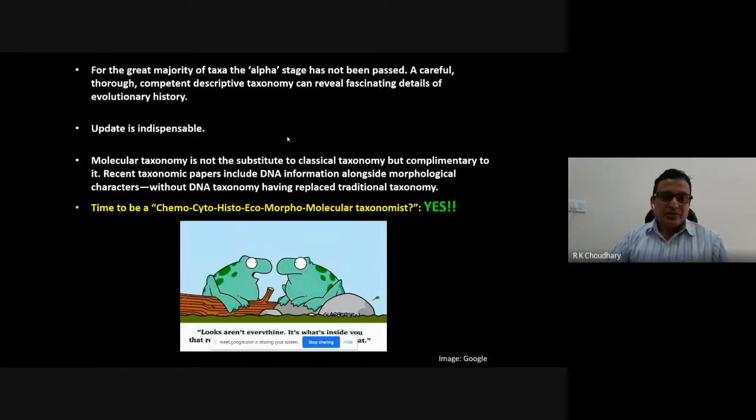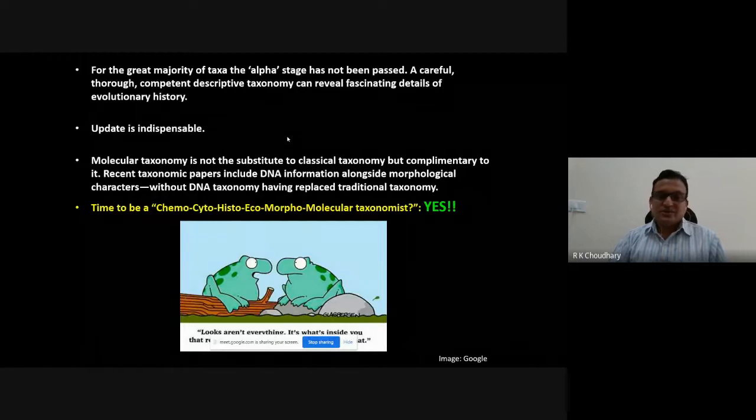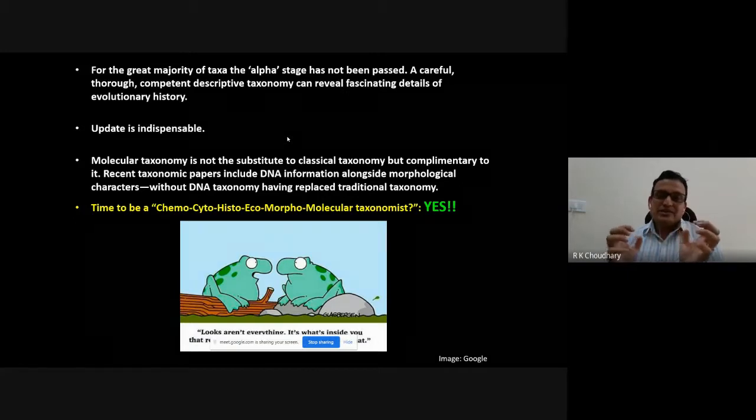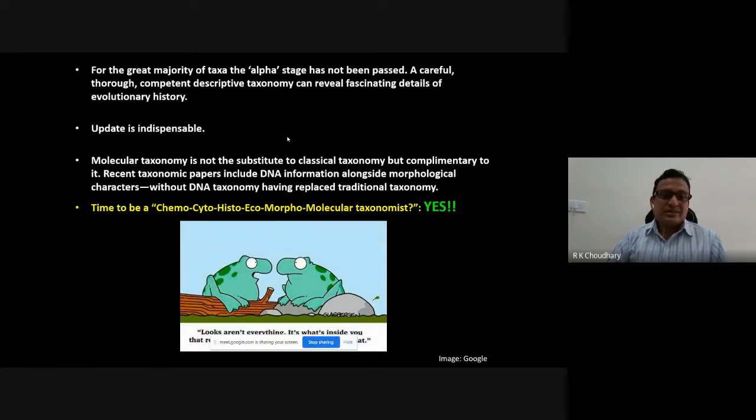I would also say that molecular taxonomy is not a substitute for classical taxonomy. It's not going to change classical taxonomy. Rather, it's complementary to it. It's still a part of taxonomy. We are supporting classical taxonomy with more and more tools. Recent taxonomic papers include DNA information, but it is not that the morphological data is not discussed. You have to discuss morphology in light of the DNA results which you have got. So it's not going to replace traditional taxonomy. That is going to remain, but we are going to support classical taxonomy with DNA data sets.